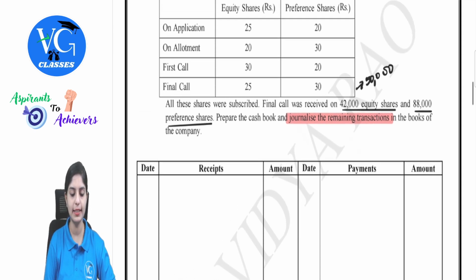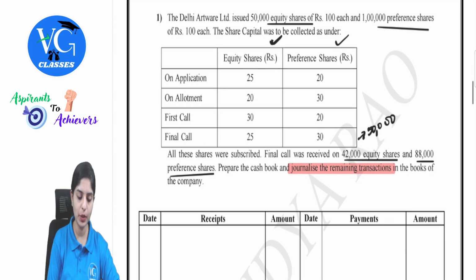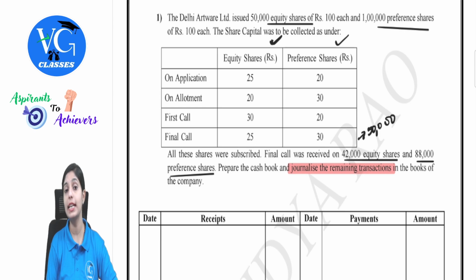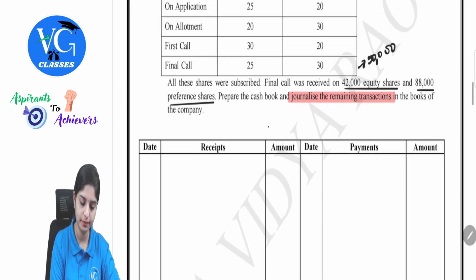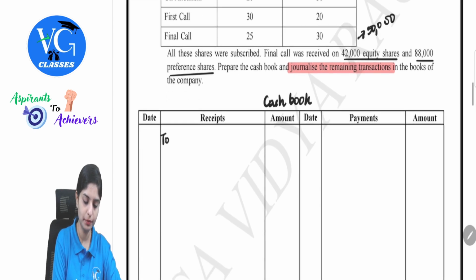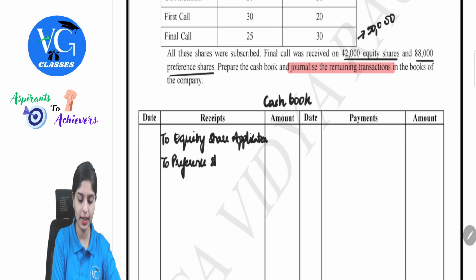There are two categories: equity shares and preference shares. First, for equity, on receipt of application, what is the entry? Bank account debit to equity share application. Likewise, when I receive preference share application, to preference share application. Yes, so there is bank or cash involved. So we will first record this in the cash book. To equity share application, and then to preference share application.